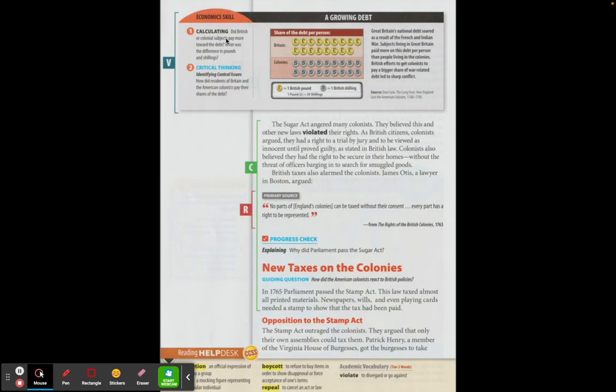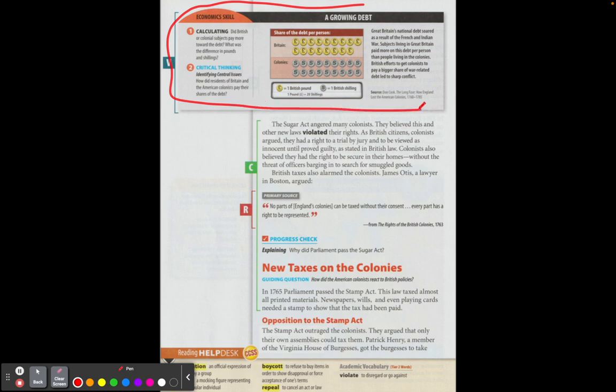Okay, and on the top of the next page, the economics part of this was mentioned in the state academic standards. It's important that you read this and understand, read the caption, look at the visual part here explaining what the growing debt was and why that played such a critical role in the conflict between the colonists and the British. Down here, you will have your progress check. That is a part of your questions. Why did Parliament pass the Sugar Act?